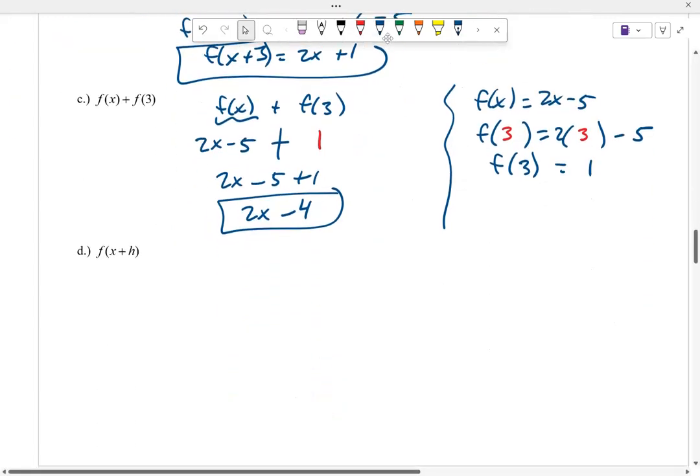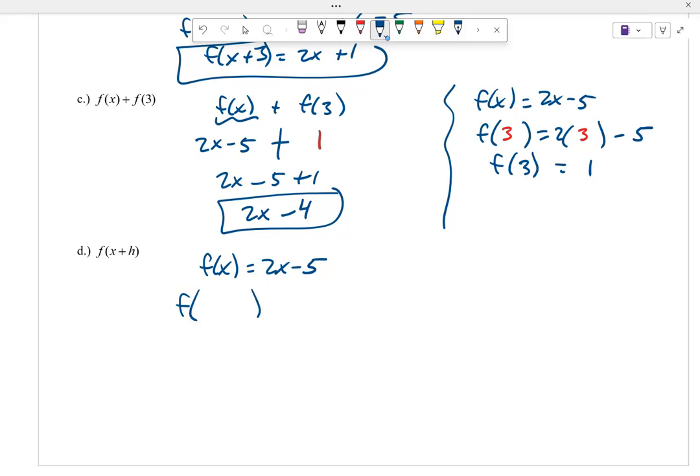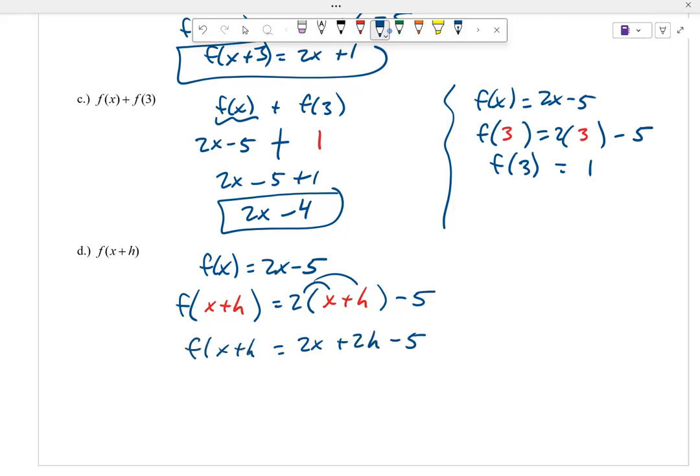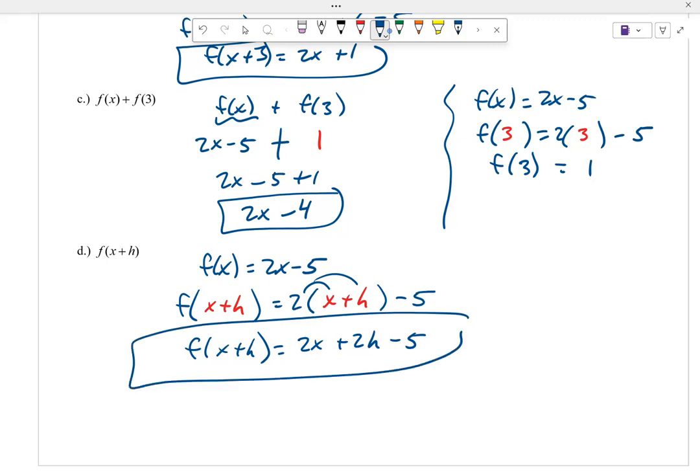F of x plus h. Remember, f of x was 2x minus 5. So f of, now it's inputting x plus h in for that x. X plus h is now our input. So we're going to go ahead and distribute that. So it looks like f of x plus h, again, x plus h becomes the input for x, right?